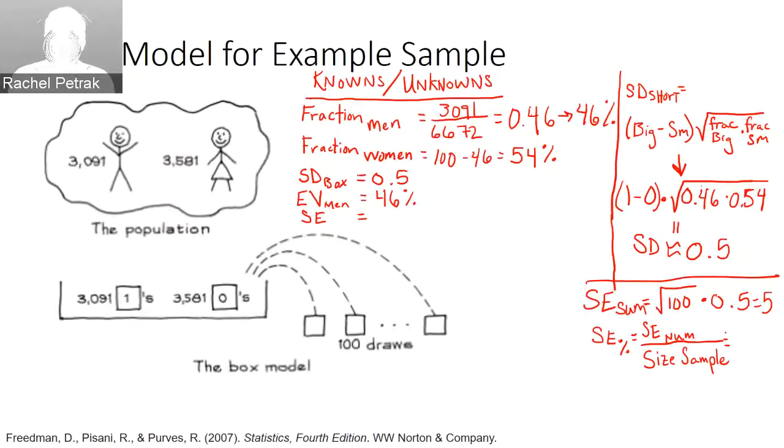Times 100, because always to get a percentage, we take our ratio and multiply by 100. So the standard error for our percentage is the standard error for the number over our sample size, times 100, so it'll be 5%.